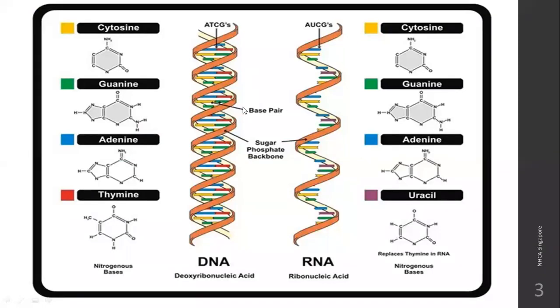So this is the difference between DNA and RNA. Full form deoxyribonucleic acid, RNA ribonucleic acid. Double helical structure is what we call as DNA. If it is a single strand, it is RNA.